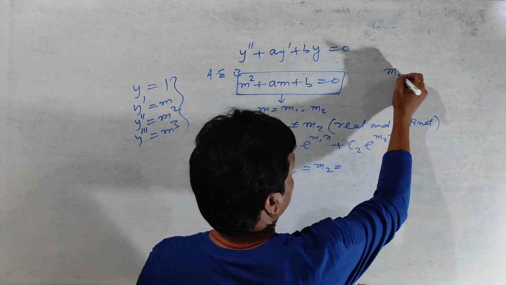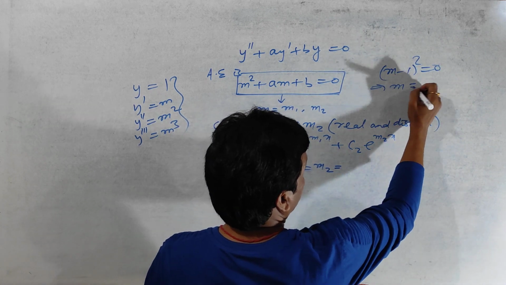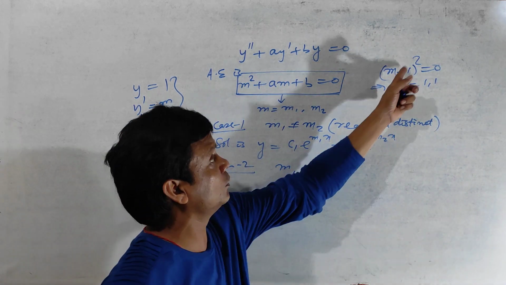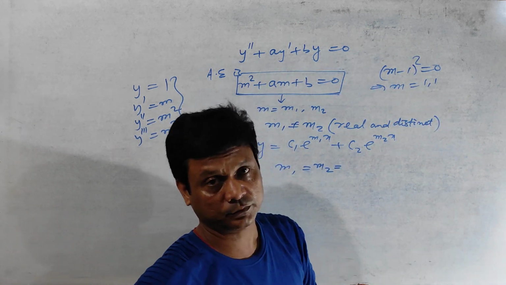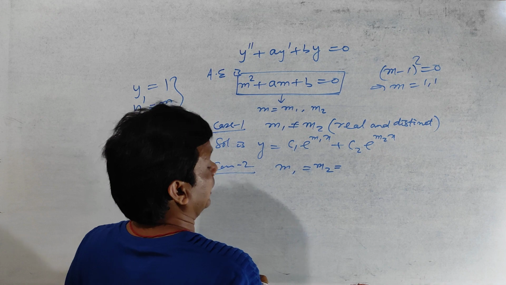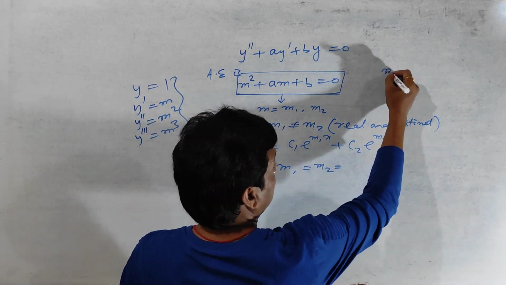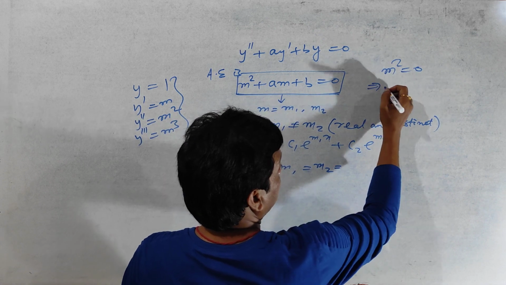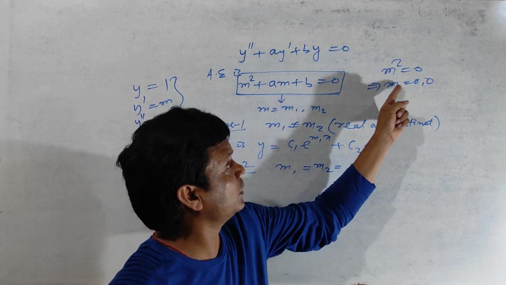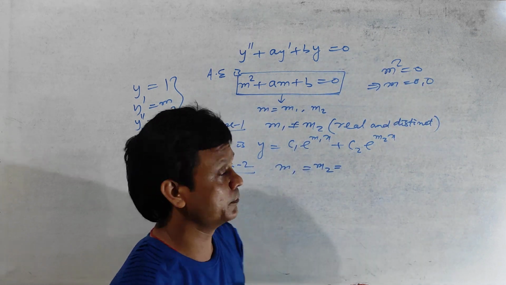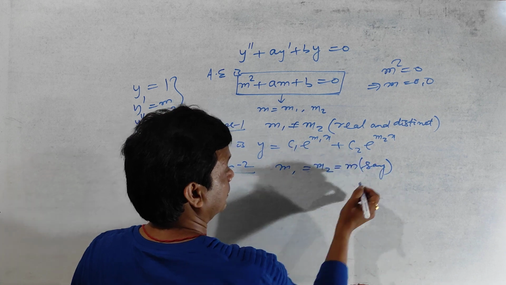Here. And case 2. If m1 is equal to m2, if both the roots are equal, that means it is like this: m minus 1 whole square equal to 0. So in this case, m is equal to 1, 1. Not m is equal to 1 only, because it is whole square. And if it is whole cube, m will be equal to 1, 1, 1. Similarly, if m square is equal to 0, then m will be equal to 0, 0. And if m cube is 0, so m equals 0, 0, 0. There will be 3 values.